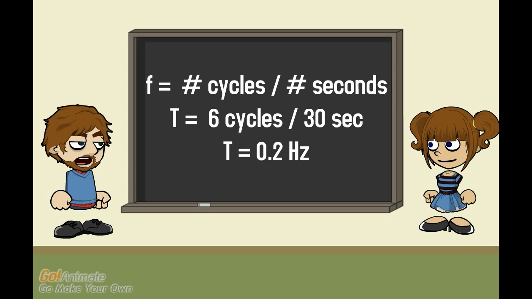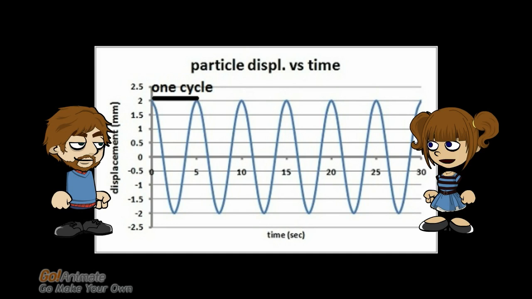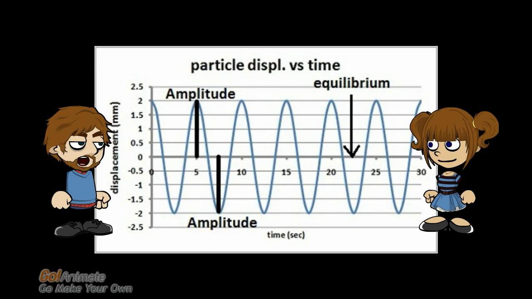To find the frequency, everything is flipped. So frequency is the number of cycles divided by the time it took. Is there anything else we can find out by looking at this graph? Yes, there is. We also want to know how tall the wave is. The zero displacement line represents the equilibrium or rest position of the particles. The maximum displacement of a particle from its rest position is called the amplitude of the wave. Notice that the particle moves the same amount, 2 mm in this example, from the equilibrium position in either direction.